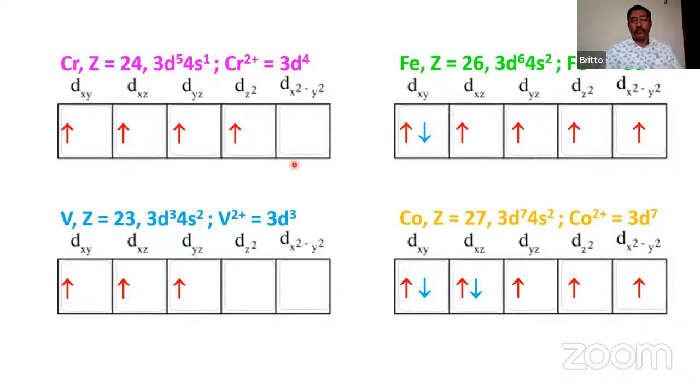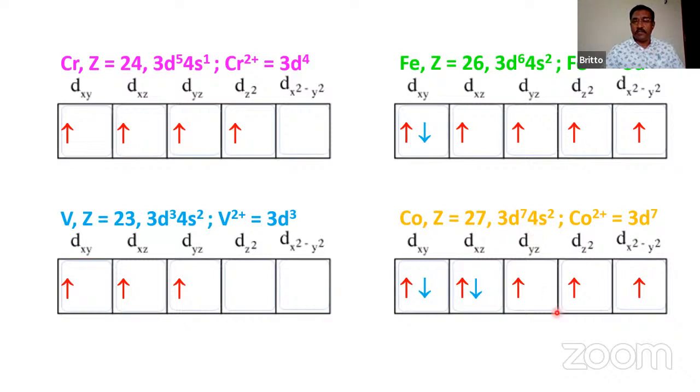Similarly, vanadium 2 plus: vanadium atomic number 23, configuration 3d3 4s2, 5 valence electrons. We remove 2 and you get 3d3 configuration. So 3 electrons occupy 3 d orbitals and 2 d orbitals are empty. Likewise, consider cobalt, atomic number 27, configuration 3d7 4s2. For cobalt 2 plus we remove two electrons, so it becomes 3d7.